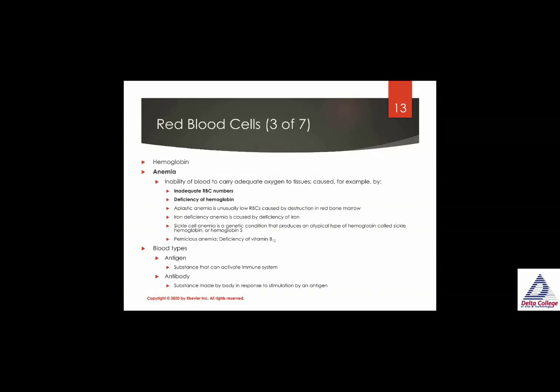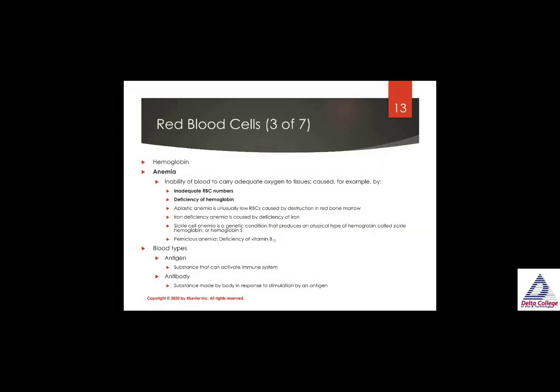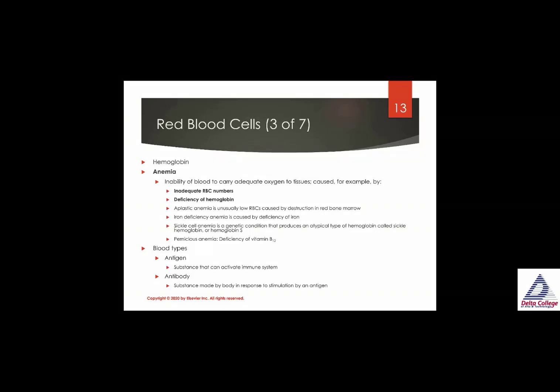Instead of the red blood cell being a biconcave disc, in sickle cell the hemoglobin is sickle shaped, kind of an S shape or kind of like a hook is what it looks like. And this is a problem because it can get clogged and create problems with blood flow in and out of organs.